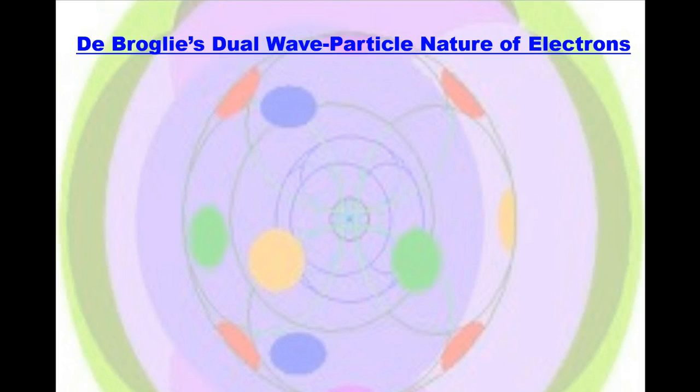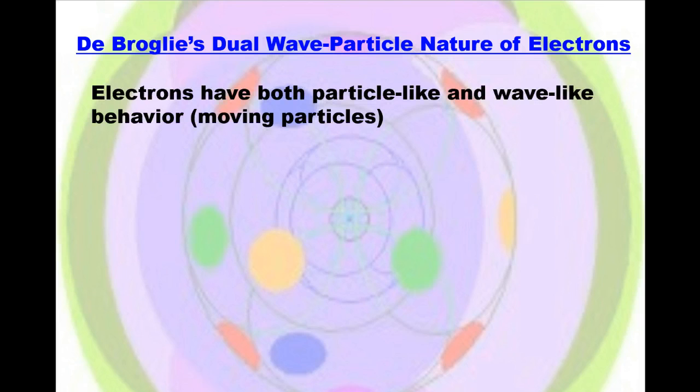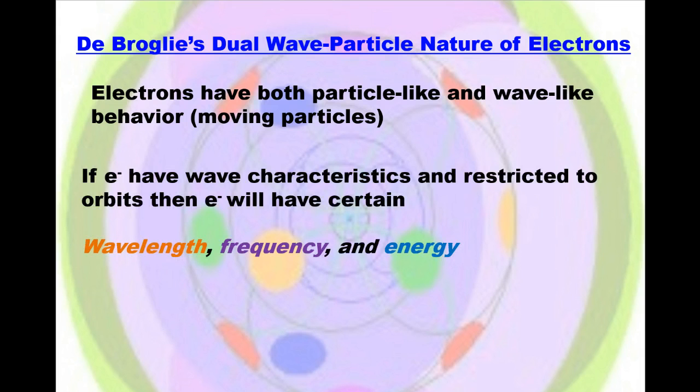And what he came up with is called de Broglie's dual wave-particle nature of light, which says that moving particles, like electrons, have both particle-like and wave-like behavior. And this is the connection that we make to the dual nature of light, where photons have both particle-like and wave-like behavior. If electrons have wave characteristics and are restricted to orbits, then electrons will have a certain wavelength, frequency, and energy. So if they're in those quantized orbits and they have energy, then they'll possess the frequency that's associated with the energy, and then the indirect relationship with the wavelength.